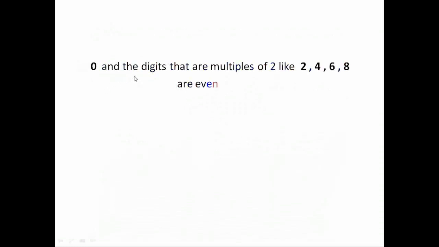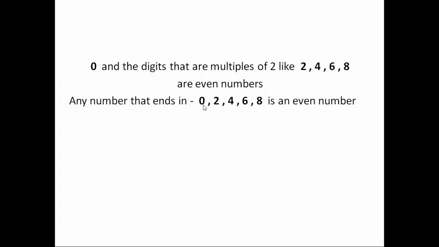Okay. 0 and the digits that are multiples of 2, like 2, 4, 6, 8, are even numbers. So 0 along with the digits that are multiples of 2. So 2 is a multiple of 2, 4 is a multiple of 2, 6 is a multiple of 2, and 8 is also a multiple of 2. So 0 along with these numbers are even numbers. So any number that ends in 0, 2, 4, 6, 8 is an even number.